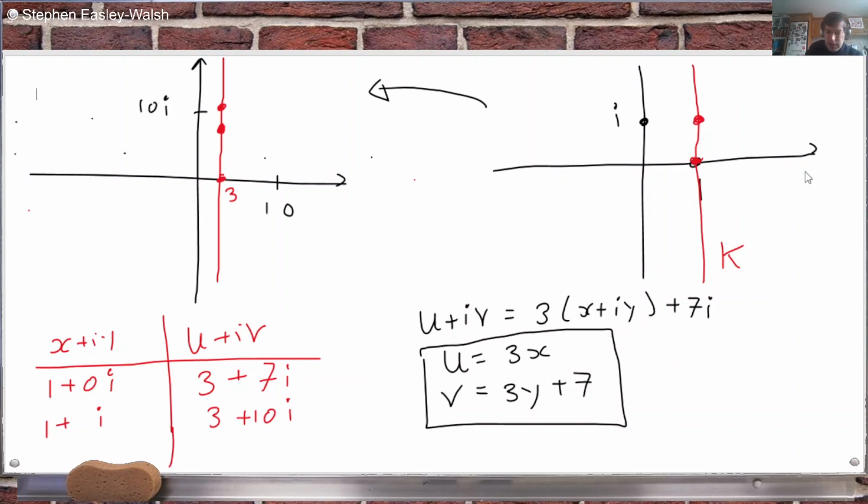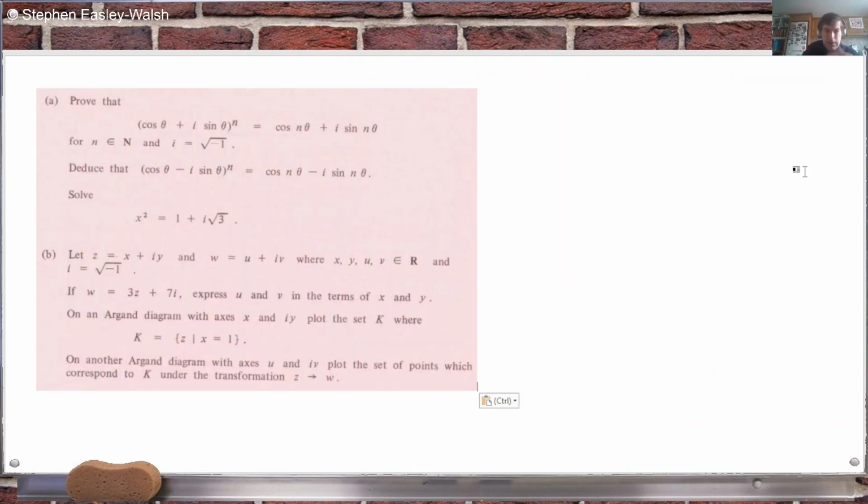So I think that's all finished. Strange, it's just a vertical line k. So all the transformation did was slide it. Because the plus 7i is not going to change a vertical line if you move it up or down. So it's only the multiplication by 3 that pushes it out, factor of 3 from the origin, that matters here. So, okay.